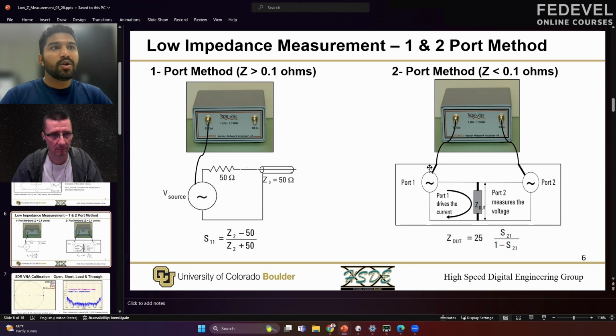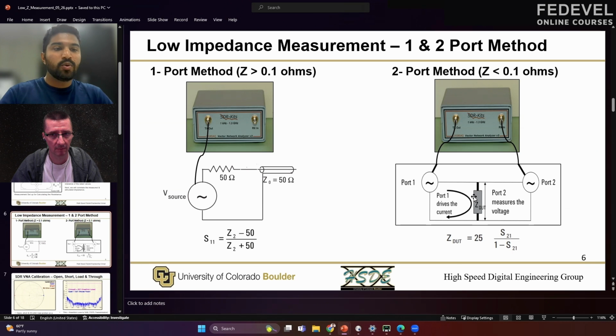We use port 1 of the VNA to drive a current through the device under test, and we measure the voltage across it, which comes out as the insertion loss or the transmission coefficient. We do this with currents of different frequencies. For each frequency, it will calculate the impedance of the device, and that's how we'll plot it over the frequency range, which here is going to be 1 kilohertz to 1.3 gigahertz.